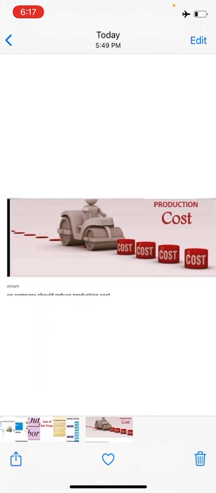It is the cost per unit of output produced. So average cost is equal to total cost divided by quantity. For example, if your total cost is 30 and your quantity or output is 5, your average cost is 6. So average cost is equal to total cost divided by quantity of output produced.